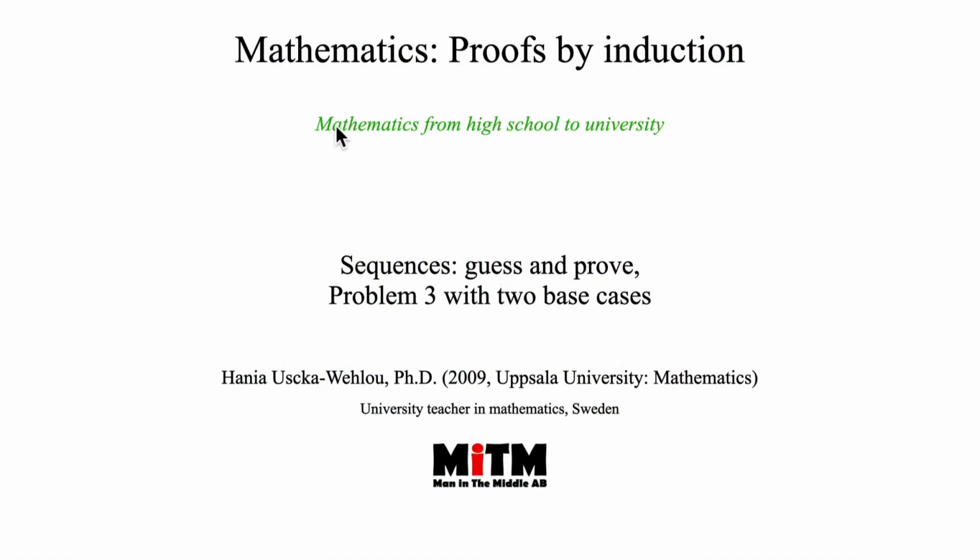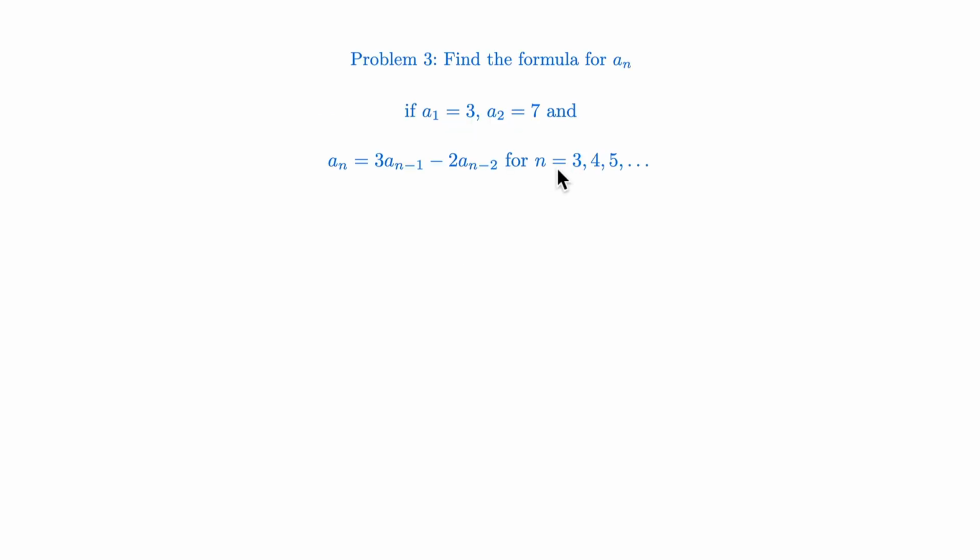Hello. The next problem is kind of similar to the previous one, but is more difficult in two ways. The first one is for the guessing part, and the second one is for the part of the proof of the guessed hypothesis. Let's start. Sequences, guess and proof, problem 3 with two base cases. And here is its formulation.